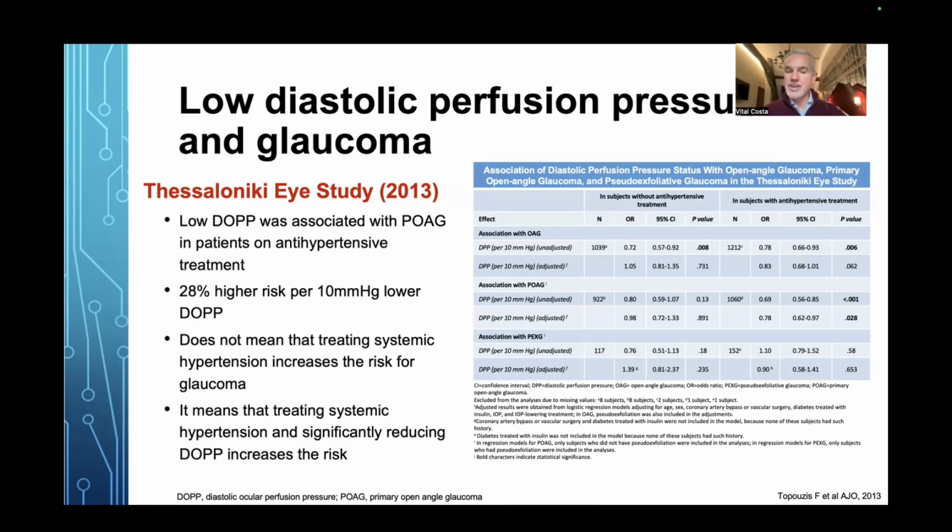Now, this does not mean that treating systemic hypertension increases the risk of glaucoma. It simply means that treating systemic hypertension and significantly reducing diastolic ocular perfusion pressure may increase the risk for glaucoma, as we can see here.